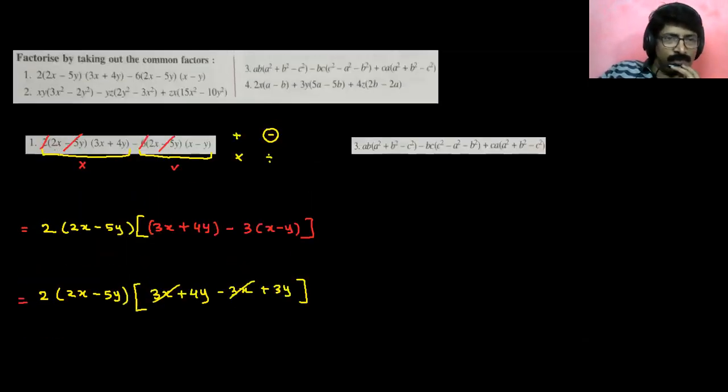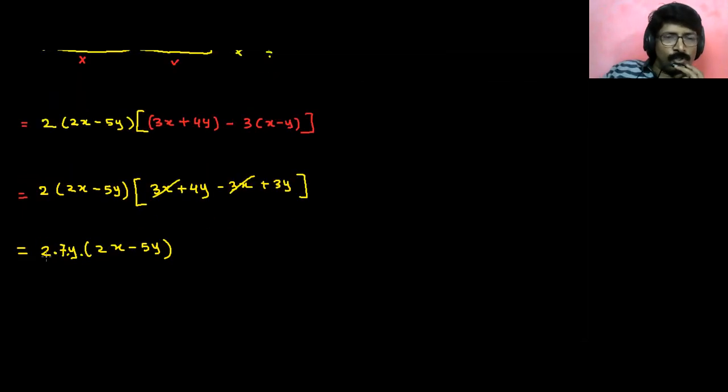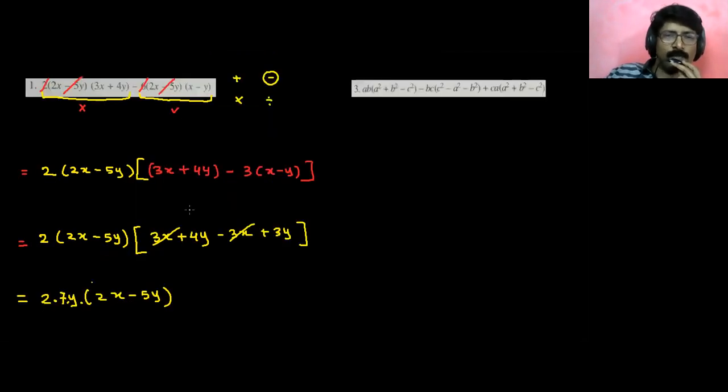So what do you mean by factorization exactly? Factorization means writing the given expression in the product form: 2 into 7 into y into 2x minus 5y. So writing the expression in the product form. I hope you understood. Writing the given expression in the product form. Product means multiplication format. You understood, guys?